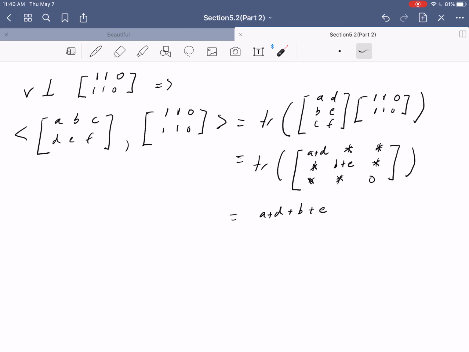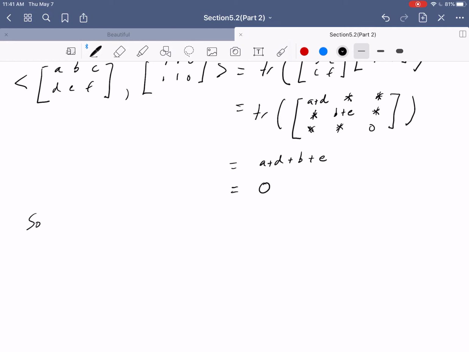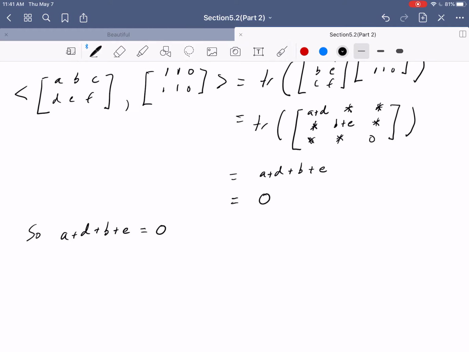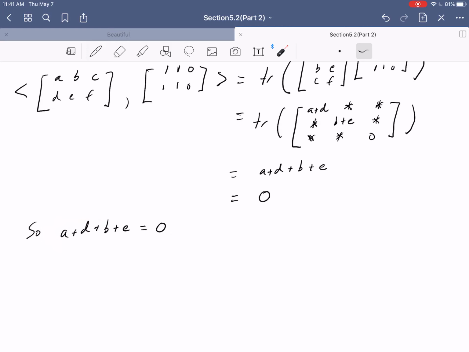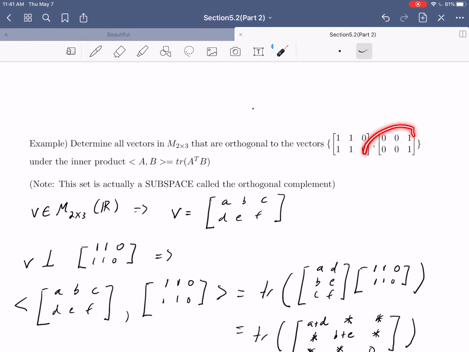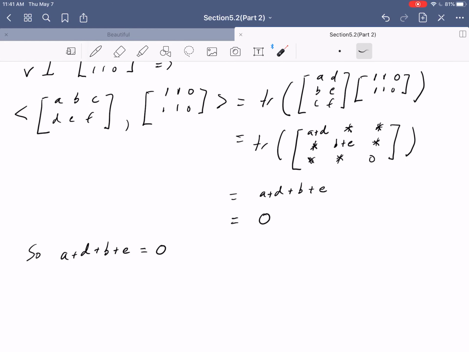Well, if these are orthogonal, then it implies that this must equal 0. So what we've just figured out is that A plus D plus B plus E must equal 0. If this is true, that'll ensure that our vector is orthogonal to this one. But that's not the only thing that must be true. We also need it to be orthogonal to this one, so let's see what that tells us.